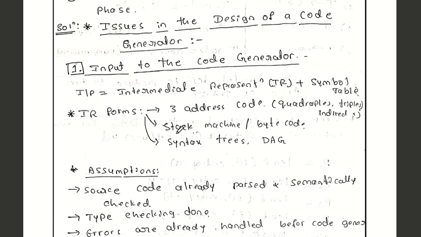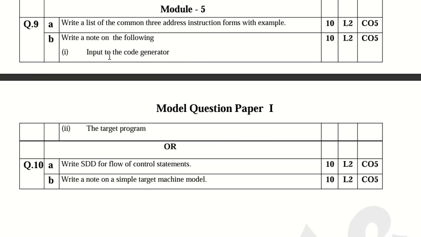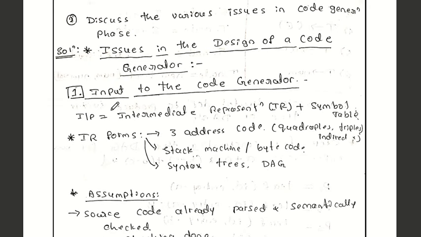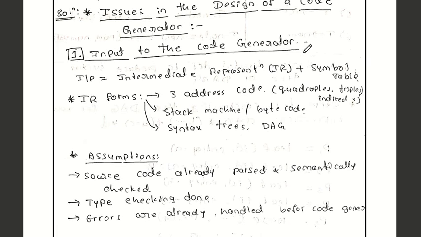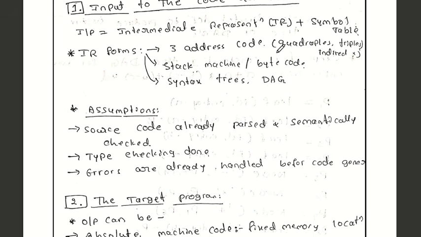They may also ask any two or three, like here they ask to write a note on input to the code generator, or the target program. So if you have covered all five issues, you will be able to write the answer for this question. Let's see the first one, input to the code generator. Here the input is the intermediate representation plus the symbol table. Both together are said to be the input. Here the input forms are three address nodes: quadruples, triples, and indirect triples.